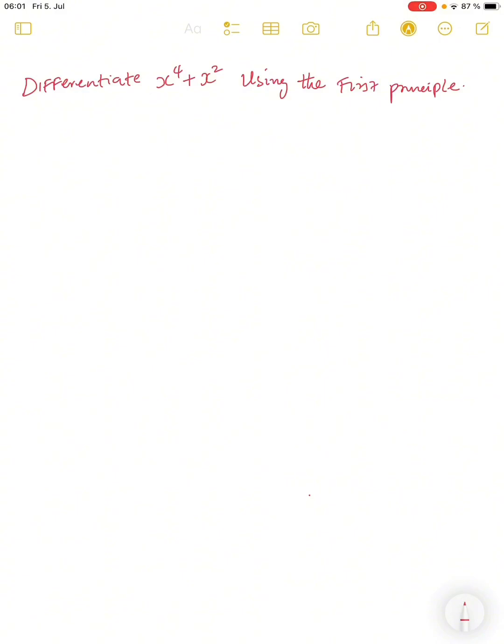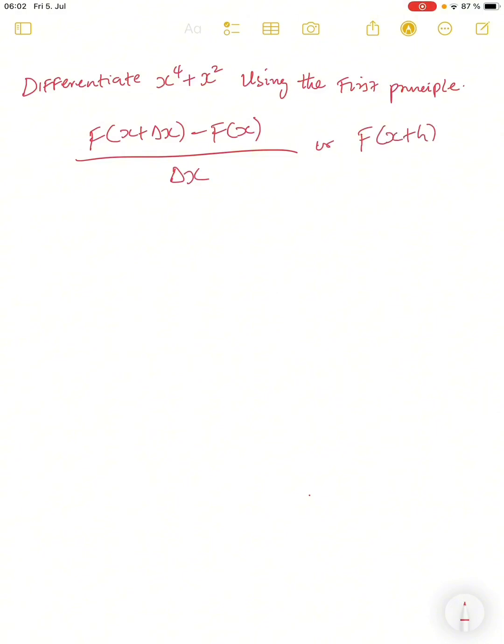So we are asked to differentiate x power 4 plus x power 2 using the first principle. But before we start, I would like to emphasize something regarding the use of this expression, f of x plus delta x minus f of x over delta x, which can also be written as f of x plus h minus f of x all over h. The use of delta x and h are still just an increment in x.